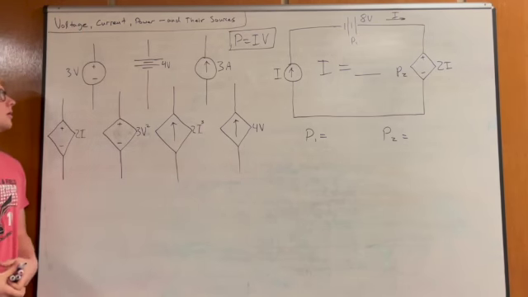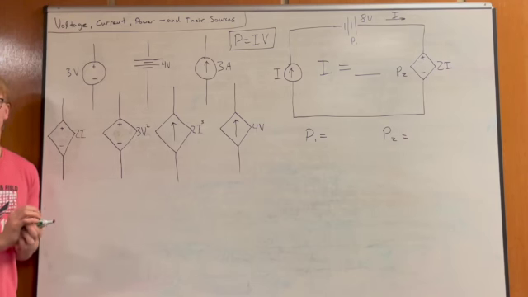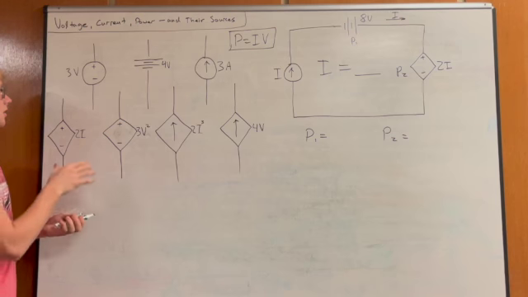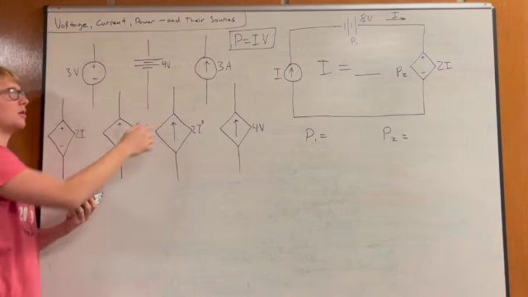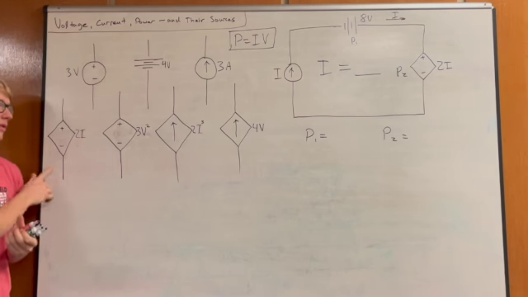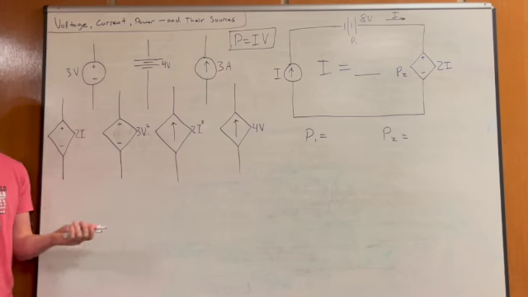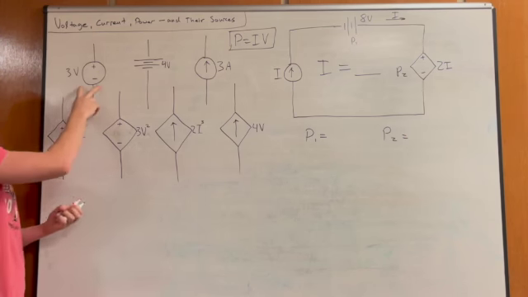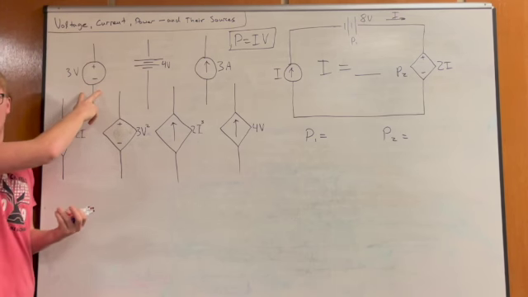So what we have here is 7 different branches, 7 different sources, and I have organized them. These circles are independent, and the squares are dependent, which means that they depend on something else. The independent branches don't depend on anything else.